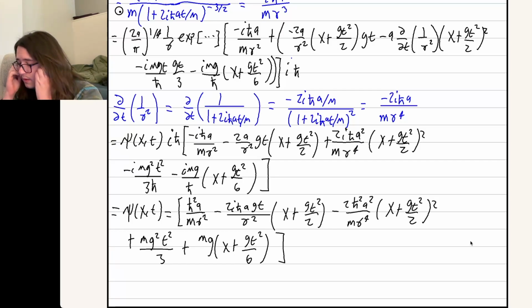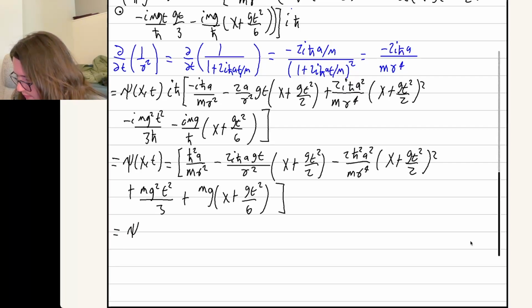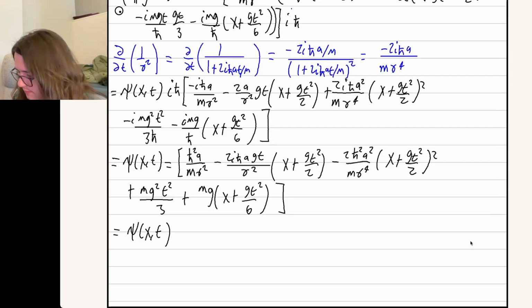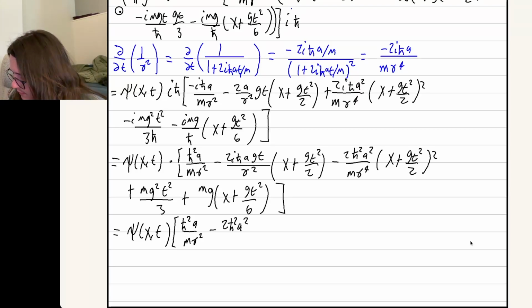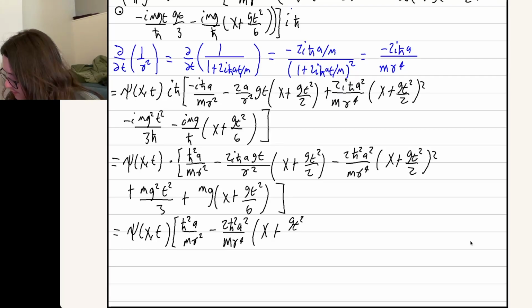Right. Some of these terms are already fine. It's not supposed to be an equal sign there, it's supposed to be multiplied. But we're gonna keep the h bar squared over m gamma squared term, and we're gonna keep the minus 2 h bar squared a squared over m gamma fourth term, which is multiplied by x plus g t squared over 2 all squared. We're going to try to simplify the rest.